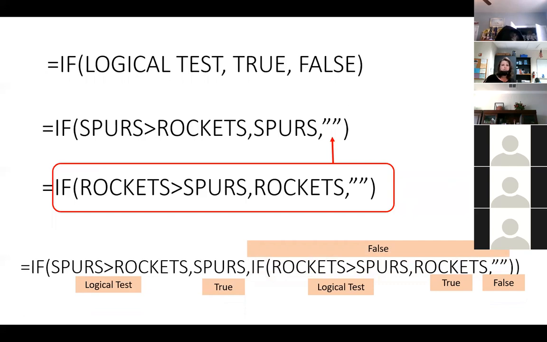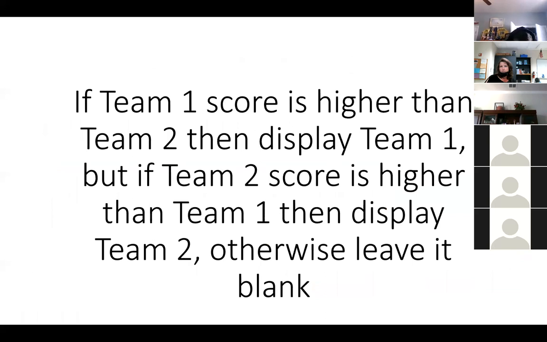Okay, and like I said, you'll be able to see these. And this is kind of generic. We'll get into the actual numbers here in a second. Okay, so logical test, true and false. Logical test, true and false. Looking for all of that for both functions. Okay, so what we're going to kind of look at is if team 1 scored higher than team 2, display team 1. But if team 2 scored higher, then display team 2.